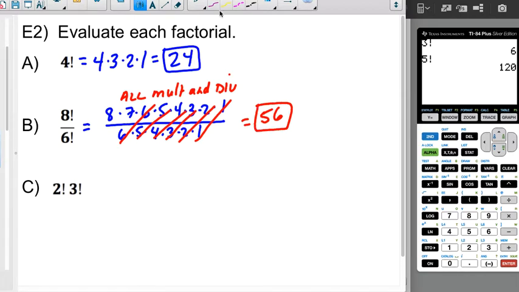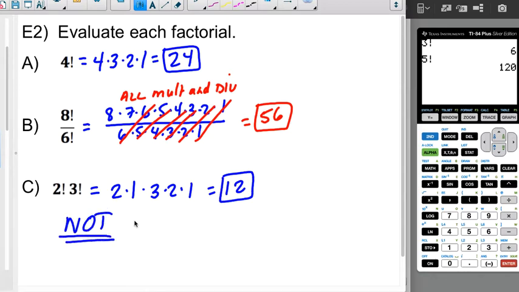All right? So that's a pretty cool trick with factorials, right? And then the third one, C, is going to be 2 times 1 times 3 times 2 times 1. That's going to be essentially a 2 times a 6, or a 12. It is worth noting that this is not 6 factorial.